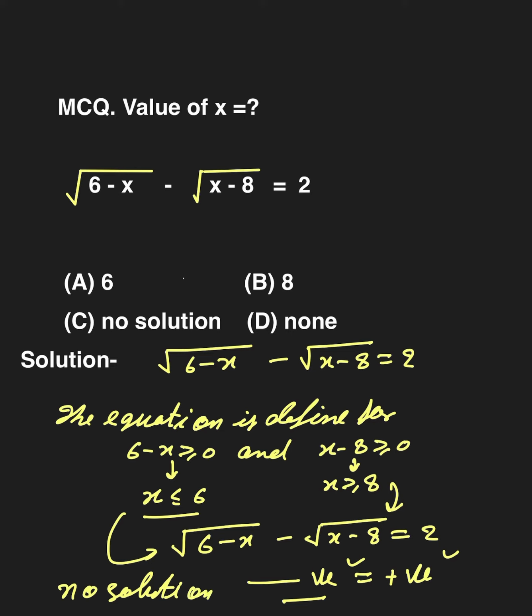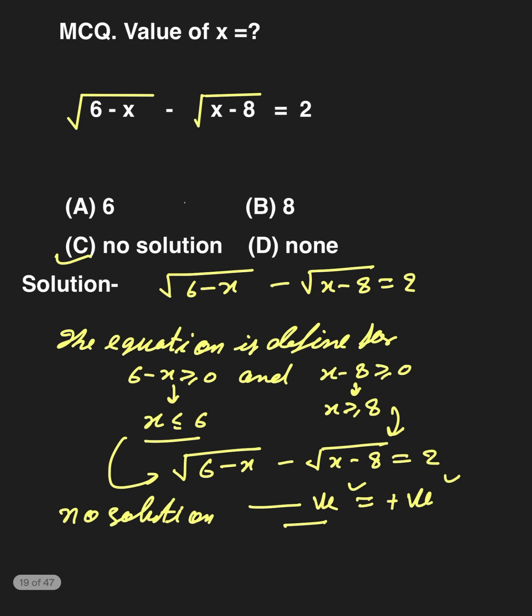So which option is correct? C is the correct option. If in doubt, then comment it. I will discuss again. Clear or not? So you can say that the answer is no solution. Option is C. Clear or not?